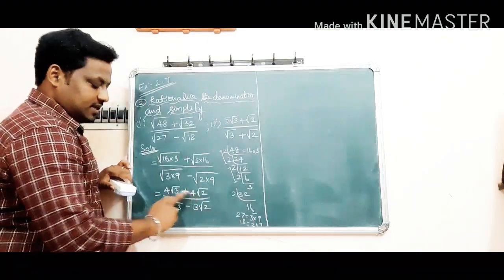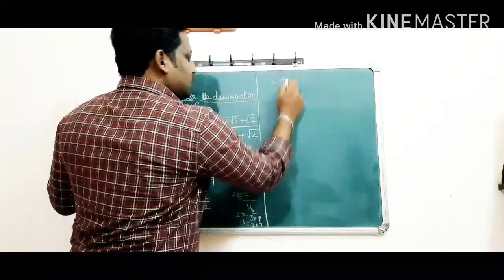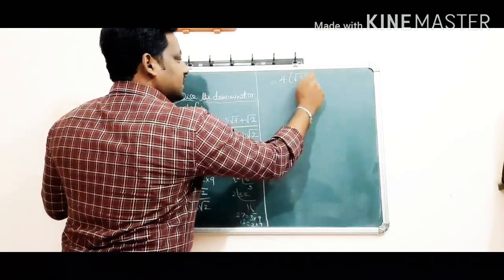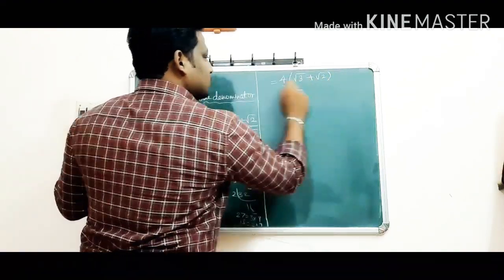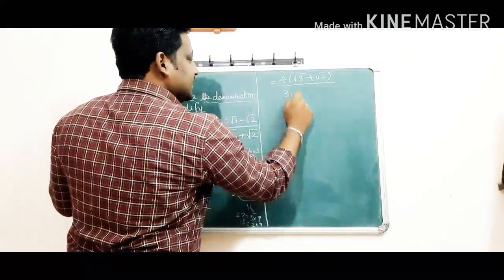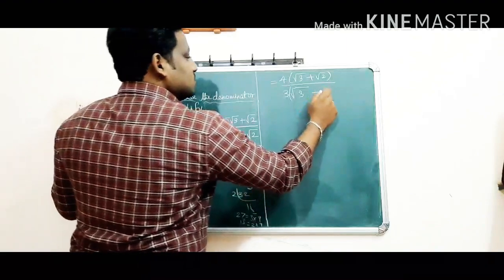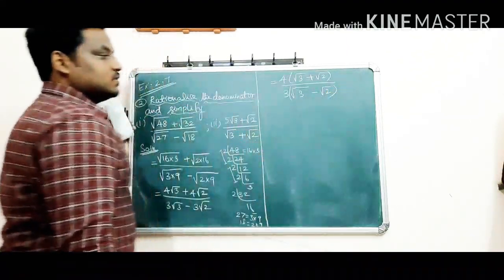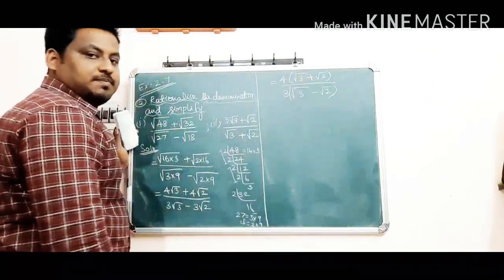So here in the two terms 4 is a common number. So we can take 4 as common number, 4 into root 3 plus root 2, whole divided by here 3 is a common number. So we can take 3 as common and then root 3 minus root 2. So now look at the denominator, root 3 minus root 2. Here numerator is root 3 plus root 2.